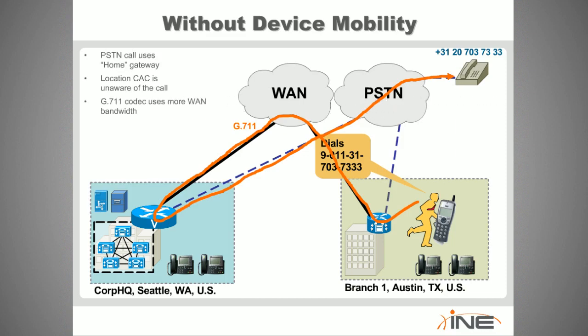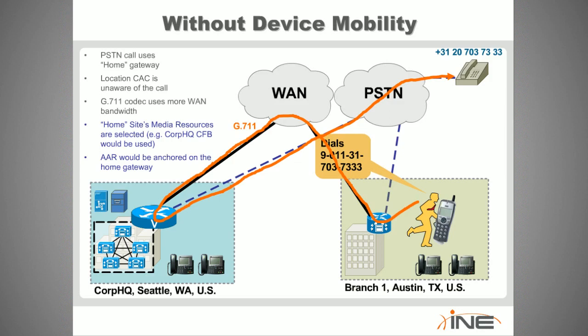The G711 codec, as we already mentioned, uses more WAN bandwidth. Something else we haven't mentioned: the home site's media resources are going to be selected. If he went to set up a conference between himself and, let's say, someone out at a branch 1 site, not only is he going out the corporate headquarter gateway, but he's going to be using conference bridge resources across the WAN again, so possibly more bandwidth being used for multi-party conferences back at the corporate headquarter gateway.